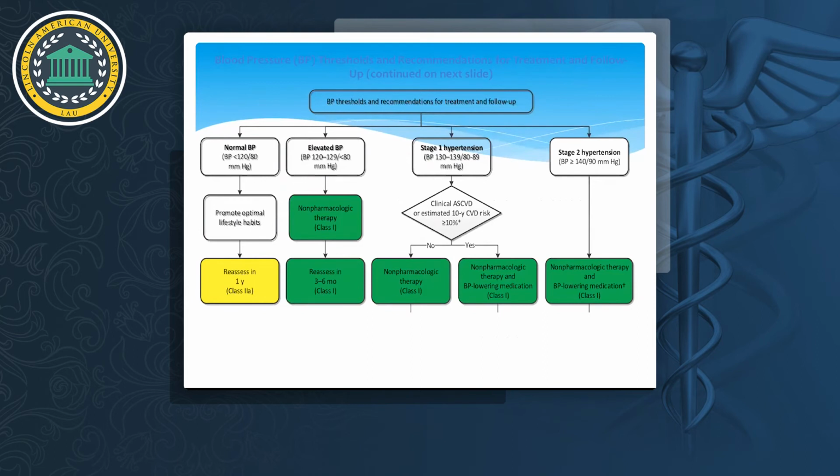Okay, so this is a quick algorithm. Normal blood pressure, less than 120/80: promote optimal lifestyle habits, reassess in 1 year. Elevated blood pressure: non-pharmacological therapy, reassess in 3 to 6 months. And then you see stage 1 hypertension. If you have clinical ASCVD or 10-year risk more than 10%, then you have to start non-pharmacological therapy, as I said, lifestyle modification, and BP lowering medications. If it is less than 10% and no clinical CVD, only non-pharmacological therapy.